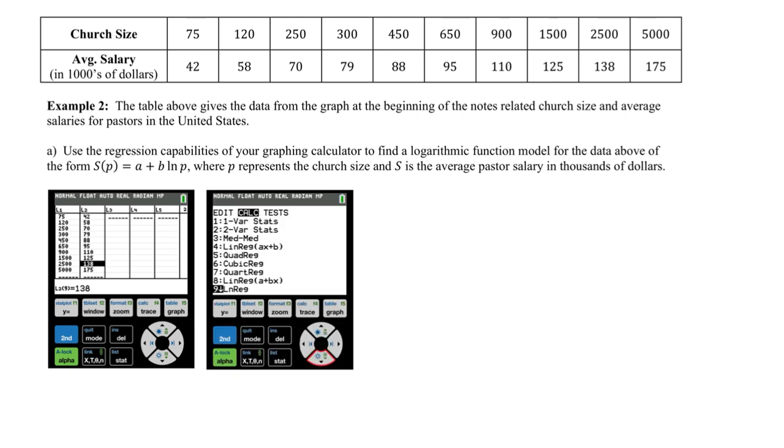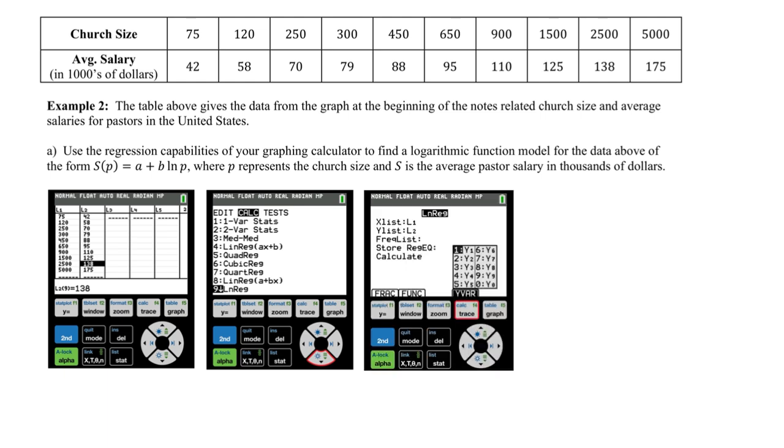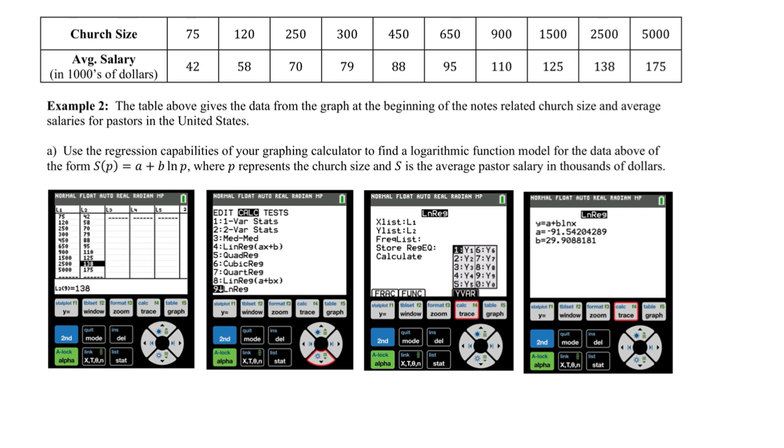Then the screen should look like this, and we want to go down to where we can store our regression model, and we want to hit alpha trace, and then it should look like this. Just go ahead and hit enter a couple of times, and it'll calculate, and it should give you a screen that looks like this with your A and your B. And with this last screen, we'll be able to write out our formula. So let's do that. And there's our formula for the regression model.